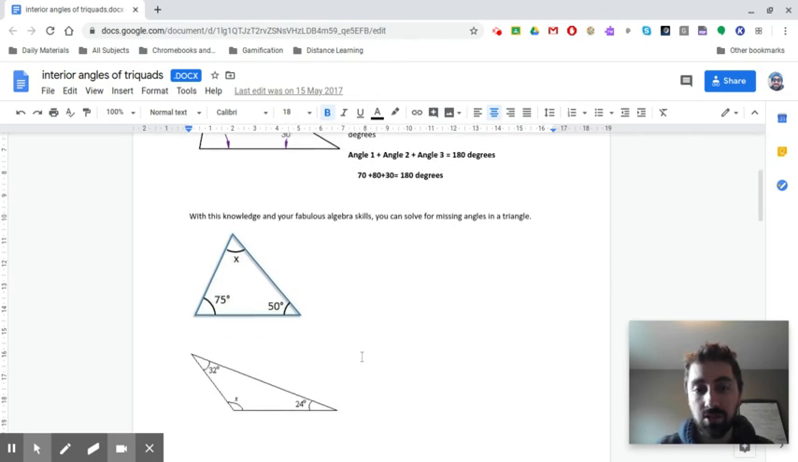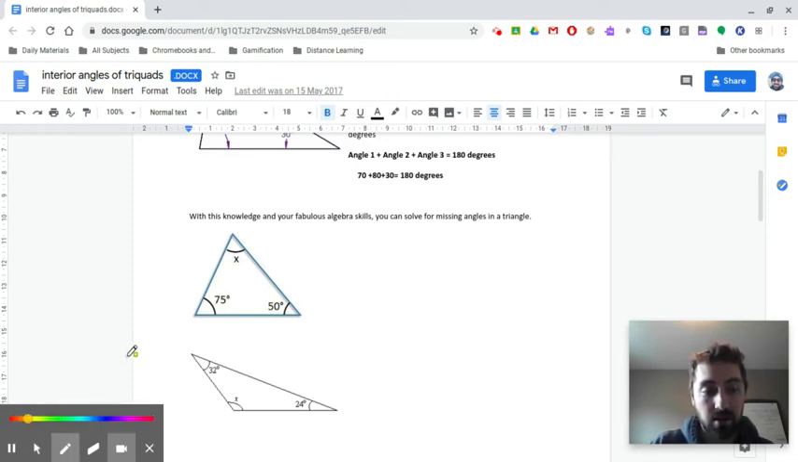Now with this knowledge and our fabulous algebra skills that we're going to develop, we can solve for the missing angles in here. I'm going to get red here. There we go. It's a little slow. Just one second.